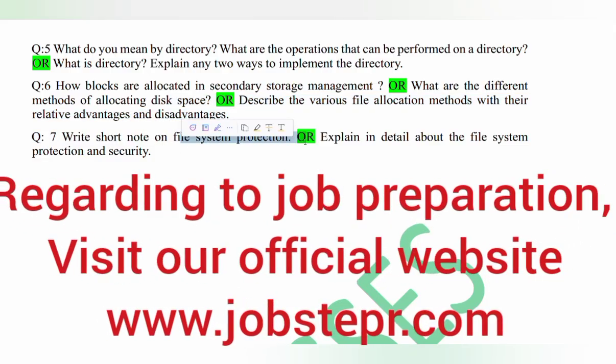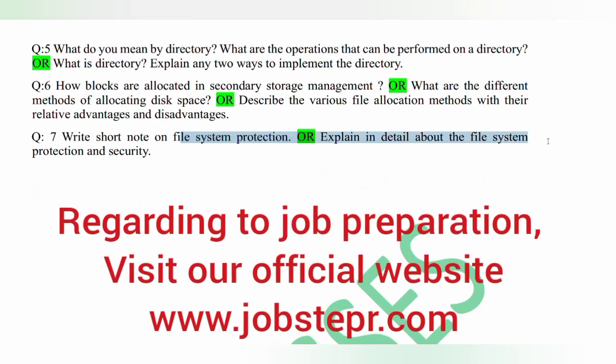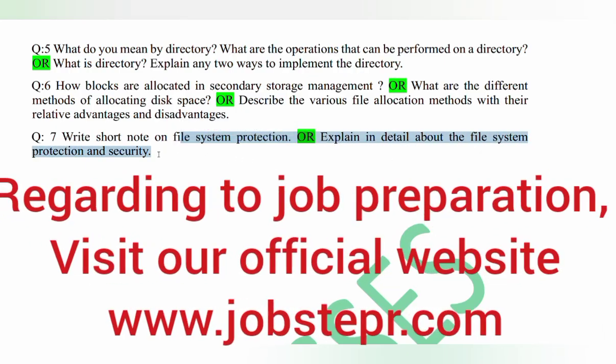The last question of this video: write a short note on file system protection, or explain in detail about file system protection and security.